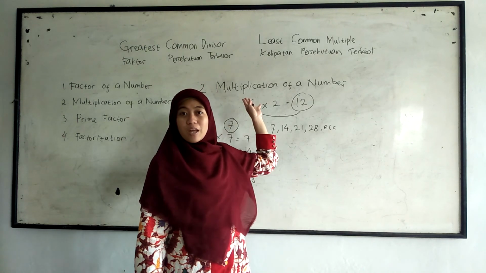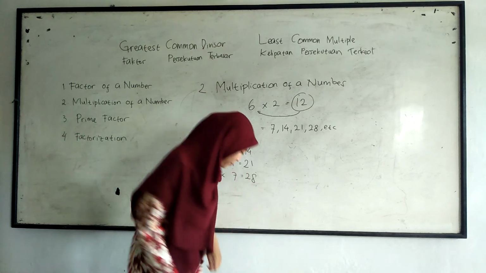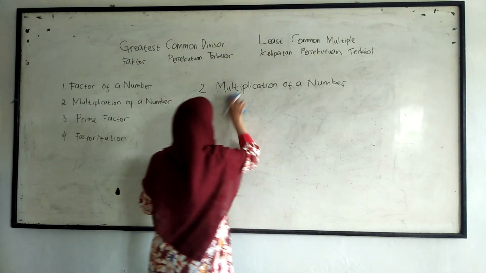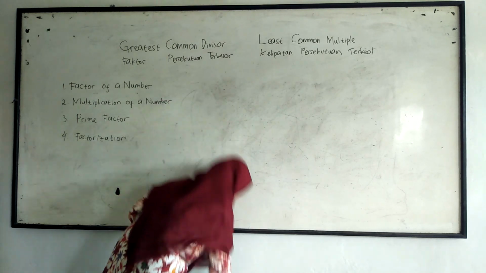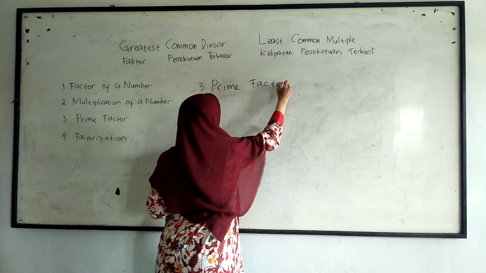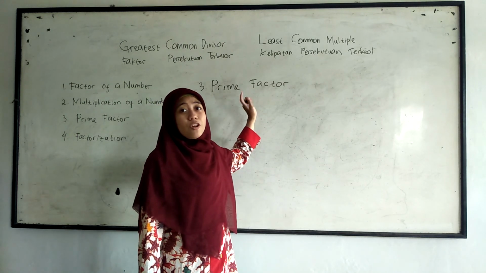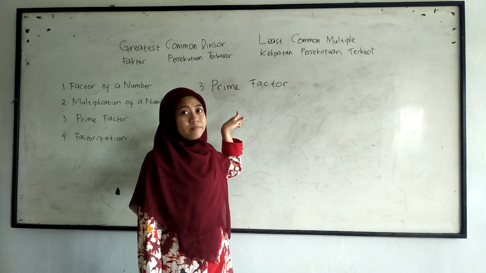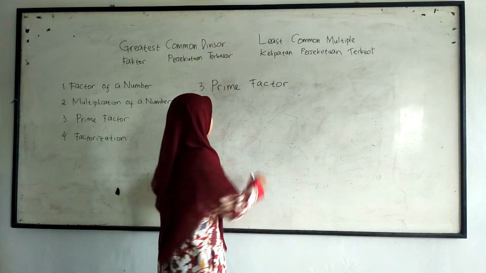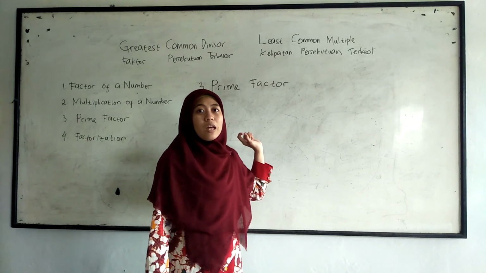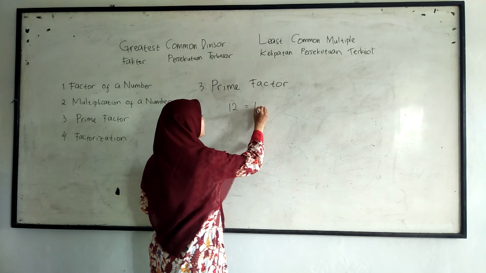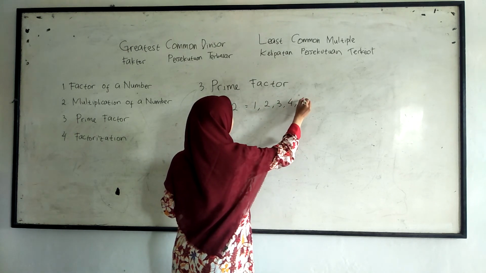Okay, that's all multiplication of a number. Let's go to the third, prime factor. Prime factor is factor of a number that is also included as a prime number. For example, before we've got the factor of number 12, and we are going to find prime factor of number 12. Factor of number 12 is 1, 2, 3, 4, 6, and 12.